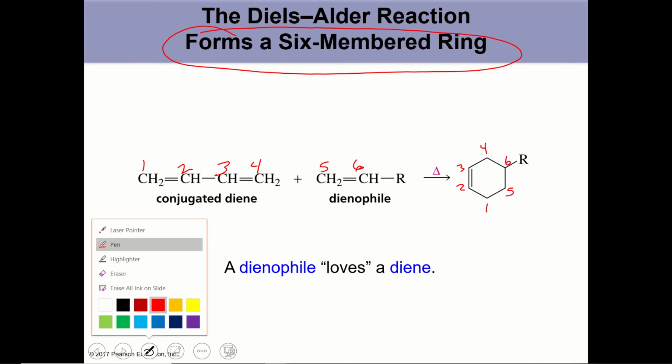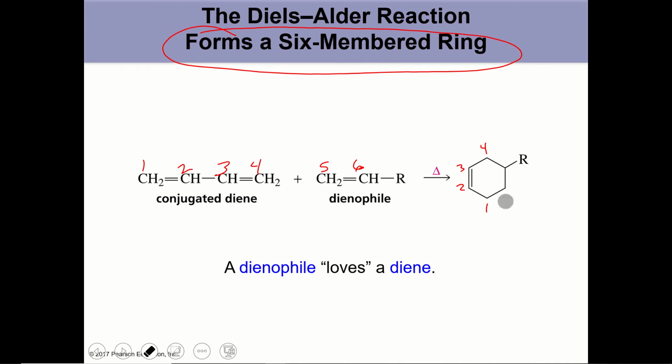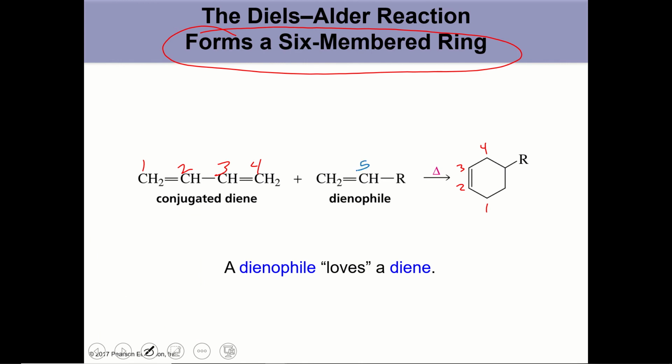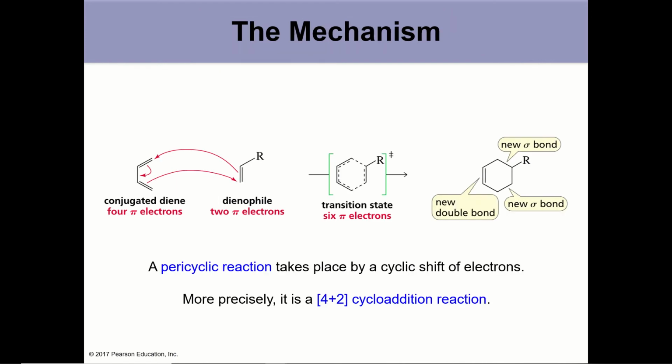So I'll just renumber this. And I'll call this carbon 5 and this carbon 6. So we have 5 and 6. Okay? And the position in 5 and 6 can change, but the position of the pi bond will not change. It will always end up between carbons 2 and 3 of the diene. All right, so then we can look at the mechanism for this reaction.